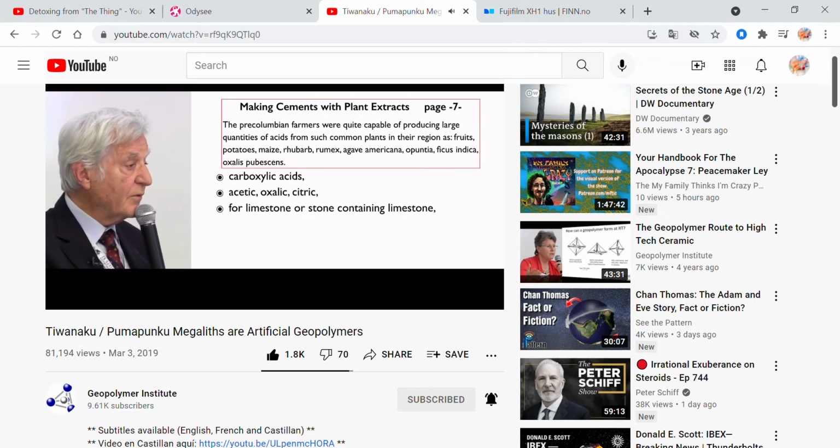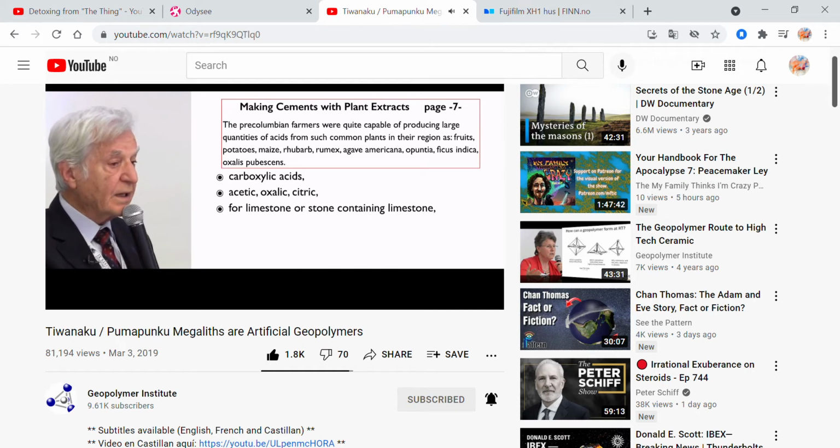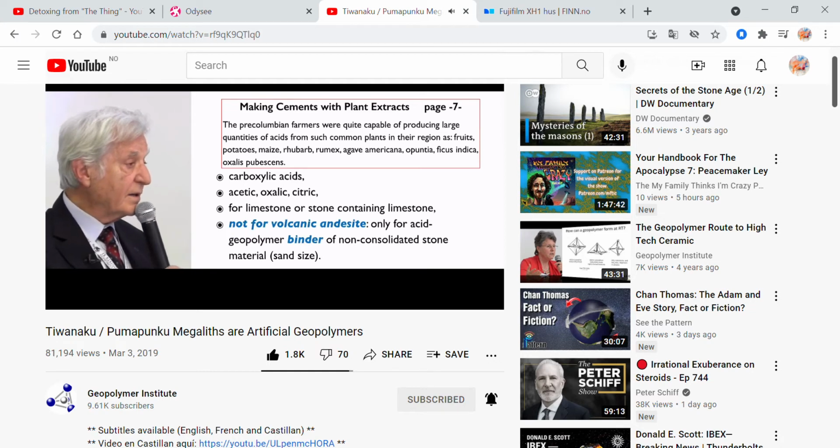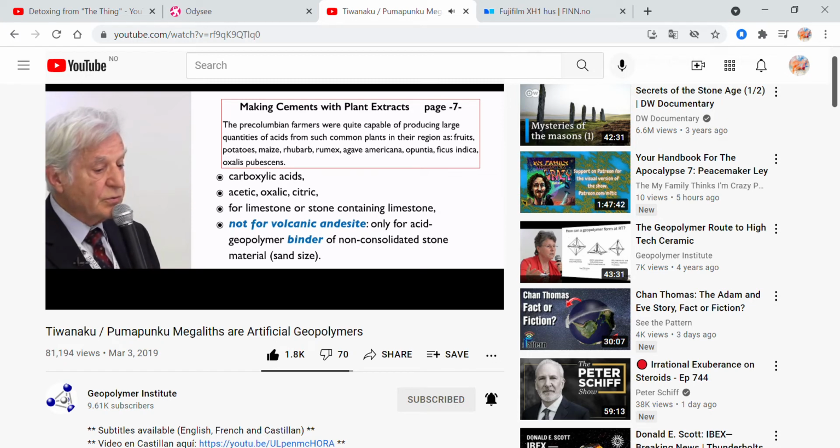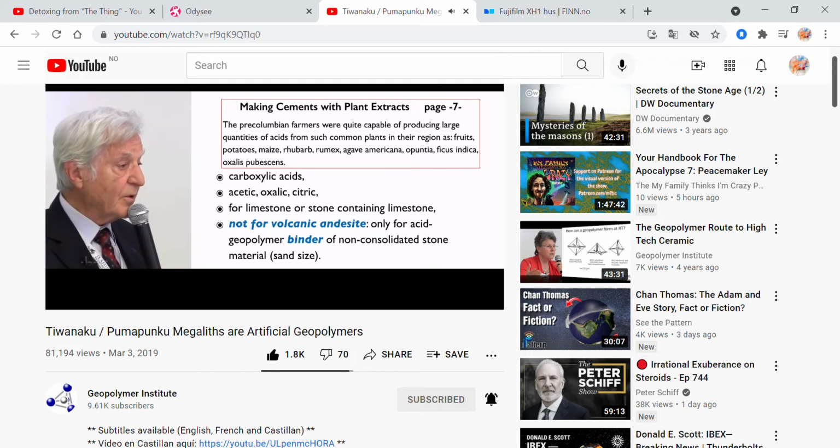This works perfectly for limestone. Limestone is disaggregated by this organic acid, no problem, very easy to prove. Any stone that contains limestone will be disaggregated, but not volcanic andesite. It doesn't work. So if the chemistry is used, it is only to fabricate a binder that will agglomerate non-consolidated stone material. Then it is okay. So clear cut between limestone and volcanic.